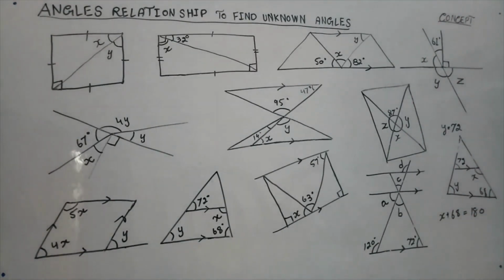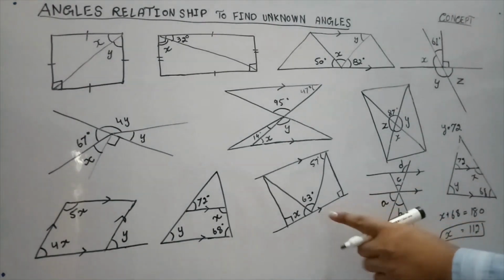Alright, so if I subtract 68 from both sides, on the left hand side we will get only x, and on the right hand side we will get 112. Here the value of x is equal to 112. Clear? Now I will do this part.